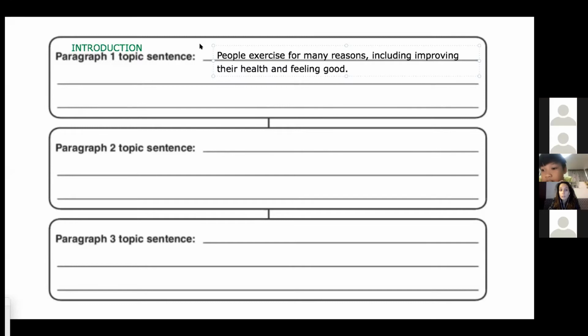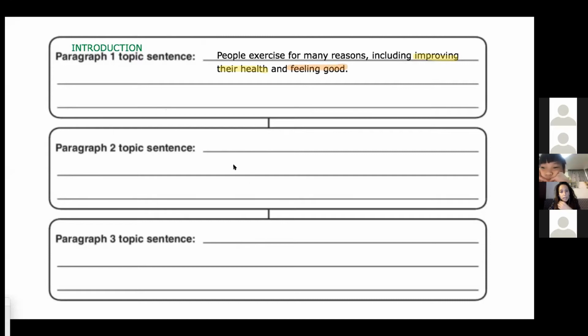So this is going to be what our whole essay is about, okay? So let's talk about our paragraph 2 topic sentence. We have 2 reasons here in our introduction topic sentence. Okay, so our first reason is improving health. And our second reason is feeling good.